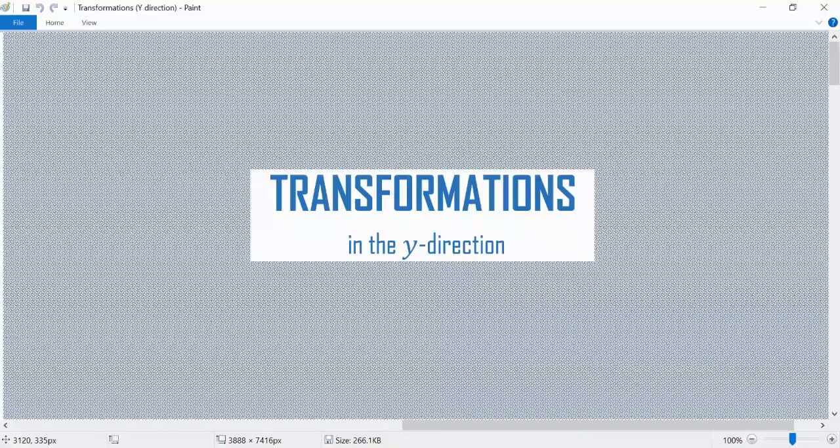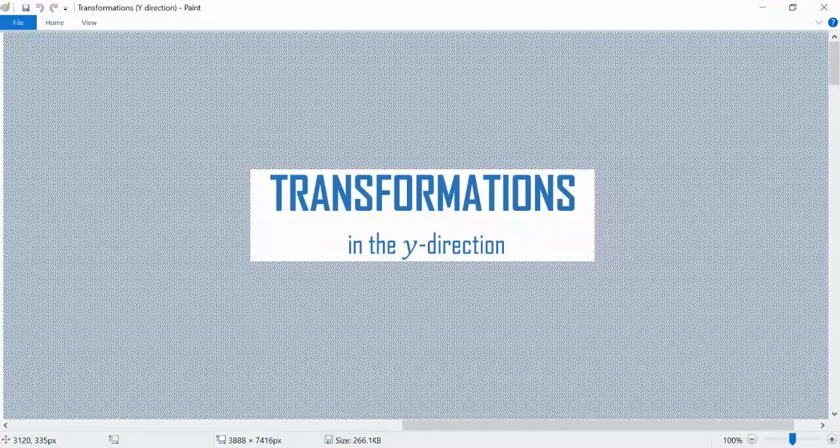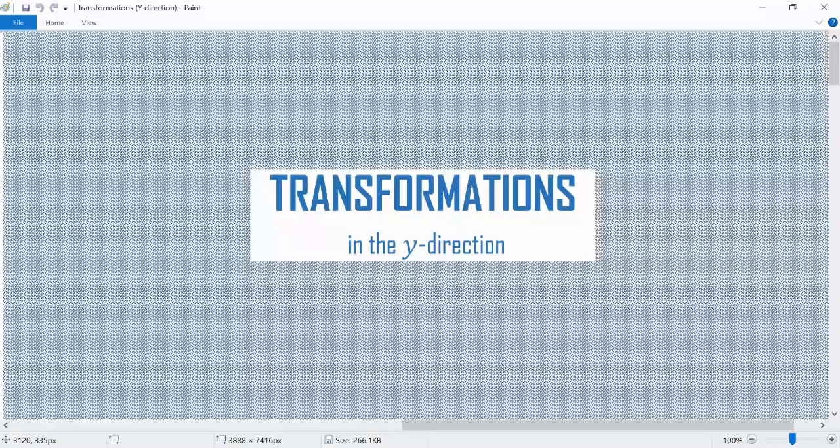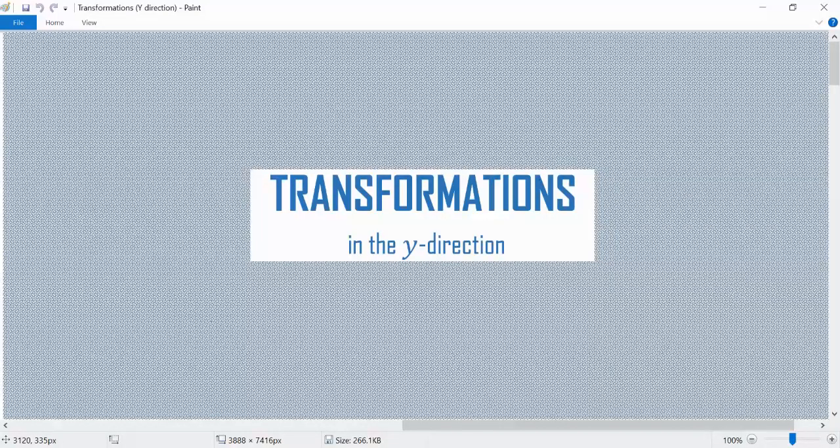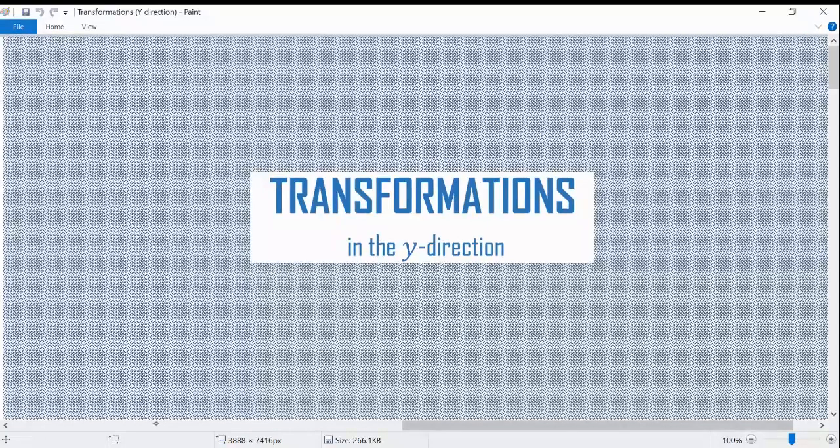Today we are looking at transformations, specifically transformations in the y direction. When we're doing that, we're going to look at how that affects equations, how that affects the coordinates, and little strategies you can use to help you spot when a transformation has happened. So let's get into it.